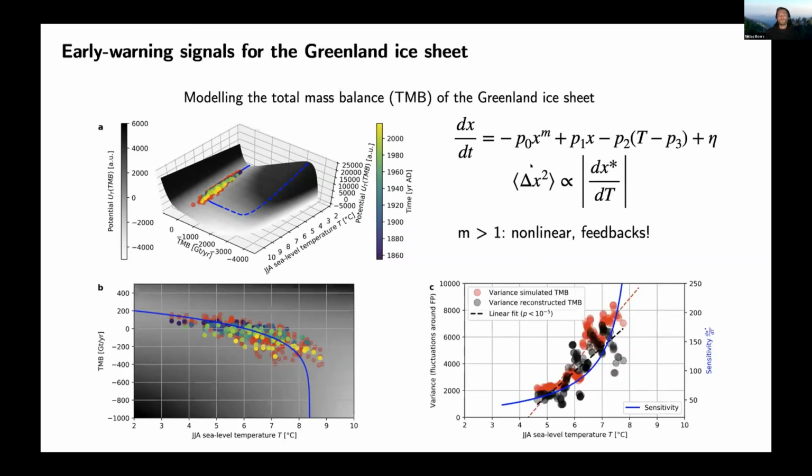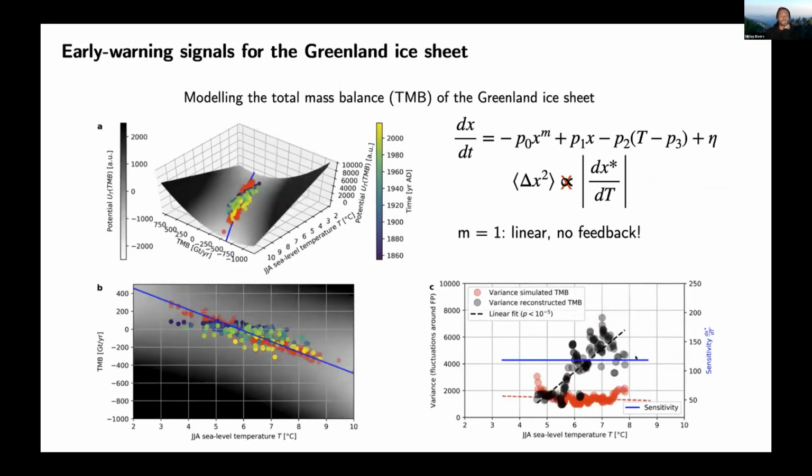And so what we do is, for M larger than 1, and it doesn't really matter if you take 2 or 6 or 8, what we see in black here is the variance increase of the observed total mass balance. What you see in red is the corresponding variance increase of the simulations for a nonlinear model. What you see in blue is the sensitivity of the model. Comparing this to the case where we have M equal 1, the sensitivity doesn't change, the variance of the simulations doesn't change. So this is not in agreement with what we observe anymore. This rules out the linear response, and instead tells us that there are nonlinear mechanisms at work that have the potential to destabilize.